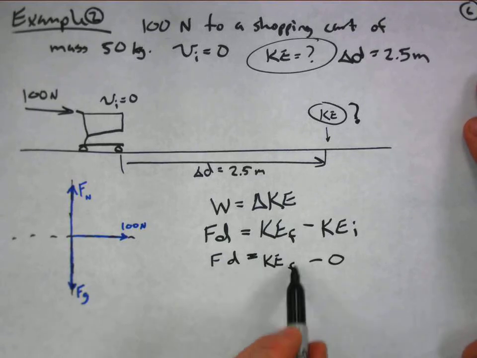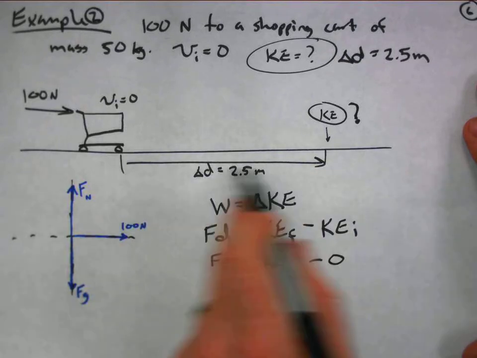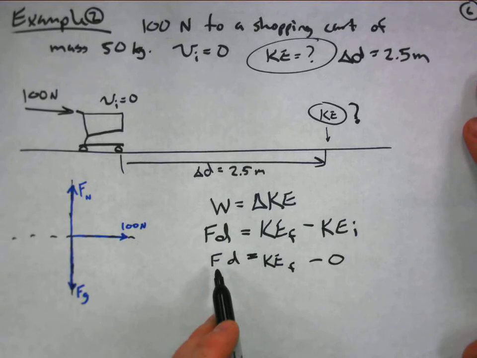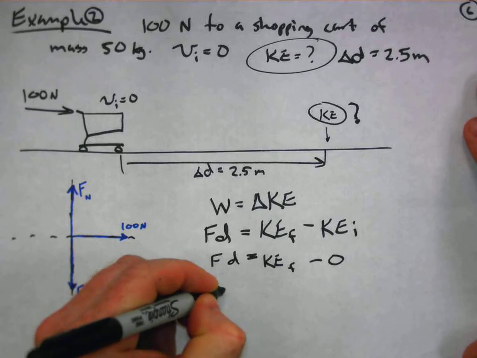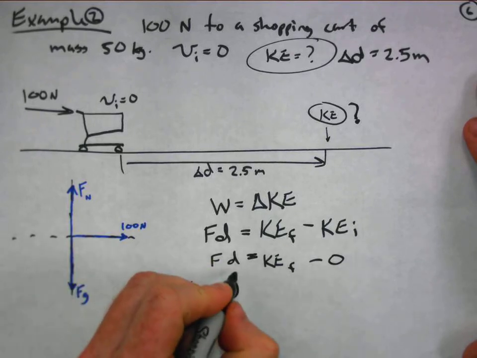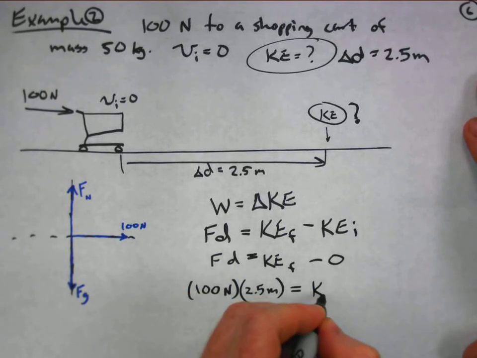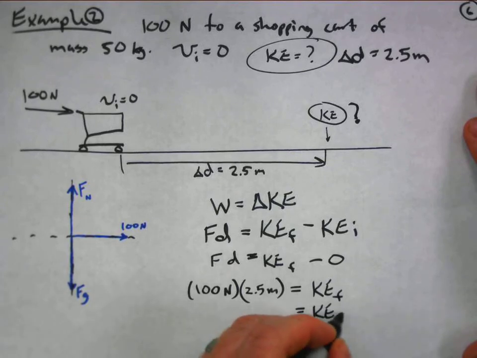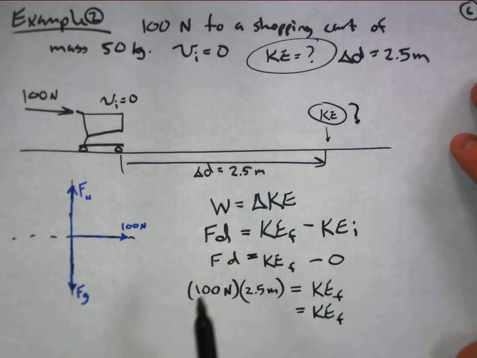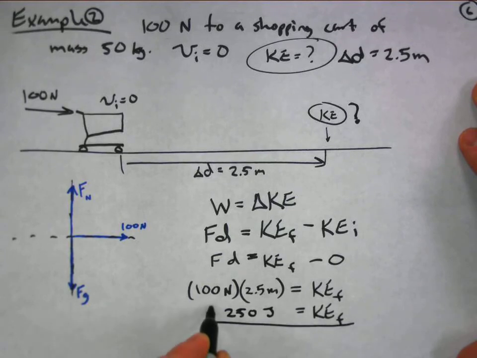And I'm looking for this guy. That's the answer I want to find, the kinetic energy after it rolls 2.5 meters. And I have my force, which is 100 newtons, and I have my distance. So I can work this out. I should do 100 newtons, and my distance is 2.5 meters, and this is equal to my final kinetic energy. So real simple, I just move the decimal point and I get 250 joules. That's the answer. That's it.